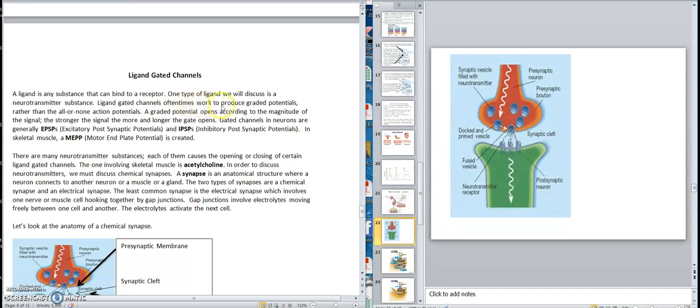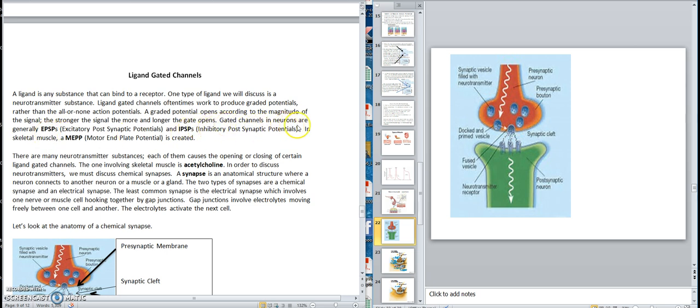Ligand-gated channels oftentimes work to produce graded potentials. Now, the action potential was all or none. A graded potential is you give a little bit, you get a little bit. You give a little bit more, you get a little bit more. That would be a graded potential, okay? A graded potential opens according to the magnitude of the signal. The stronger the signal, or the stimulus if you want to call it, the more and longer the ligand gate opens.